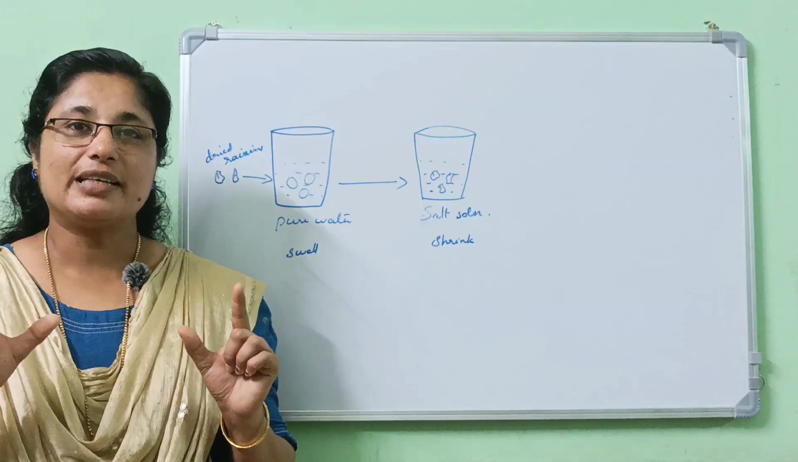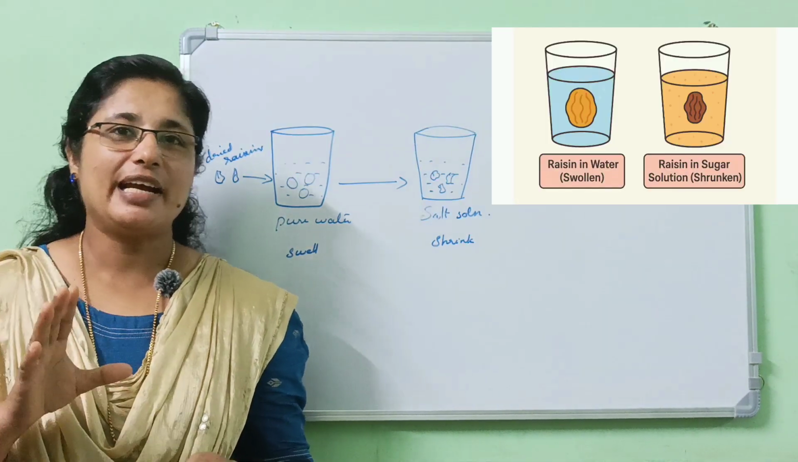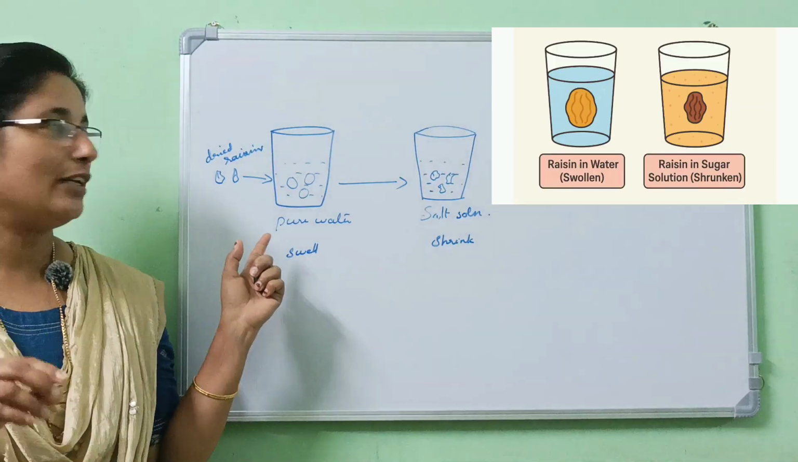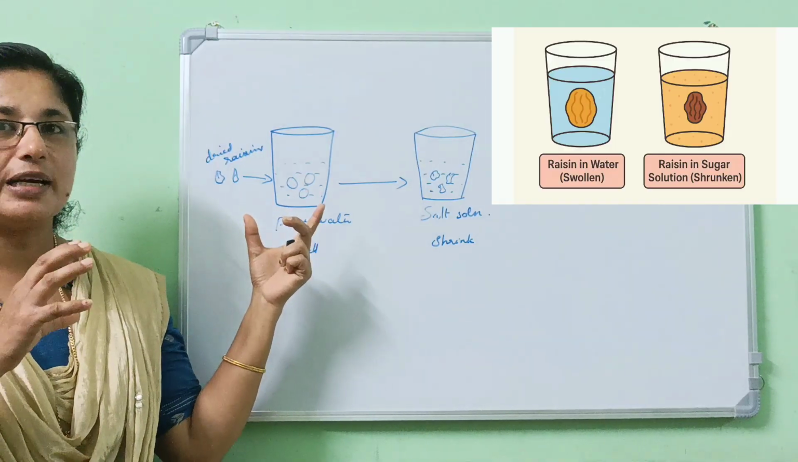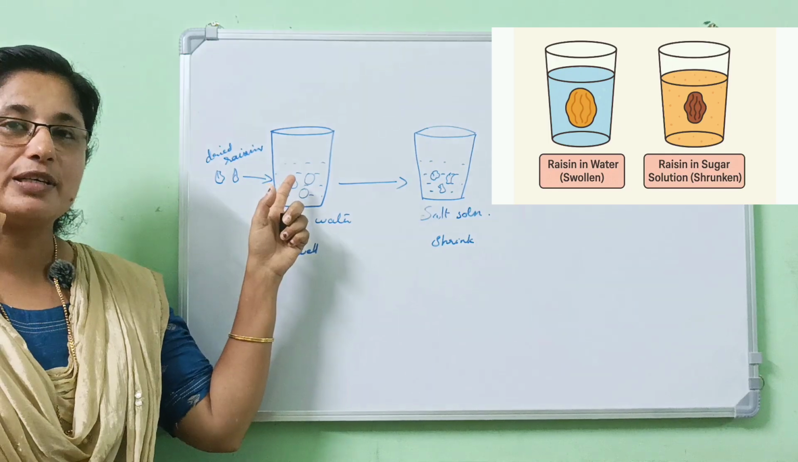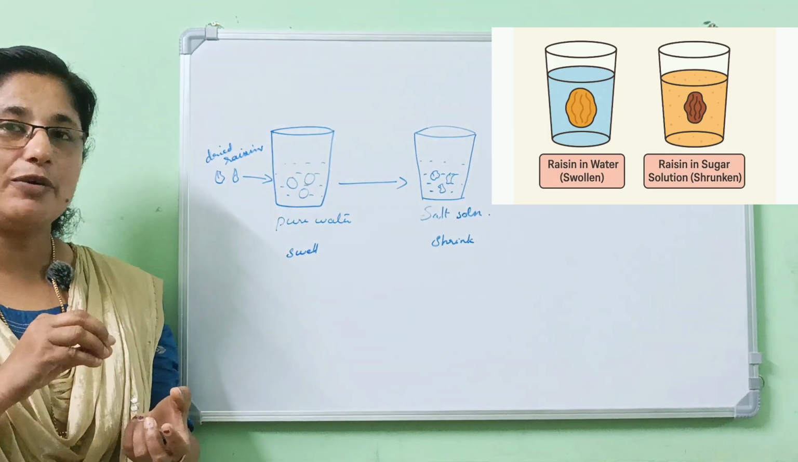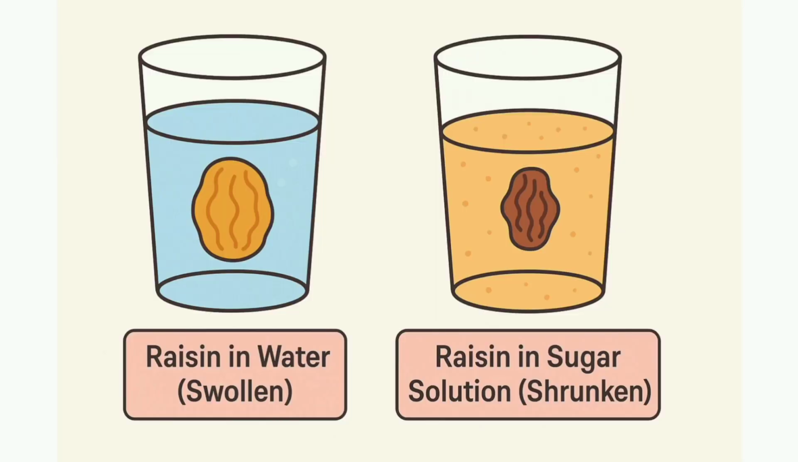You can also understand the concept of osmosis with the help of a simple example using dried raisins. In dried raisins, the concentration of water is very low. When we put them in pure water, they absorb water by osmosis. In pure water the concentration of water is very high, and in raisins it is very low. So water particles move from pure water into the raisin cells, and the raisin swells up.